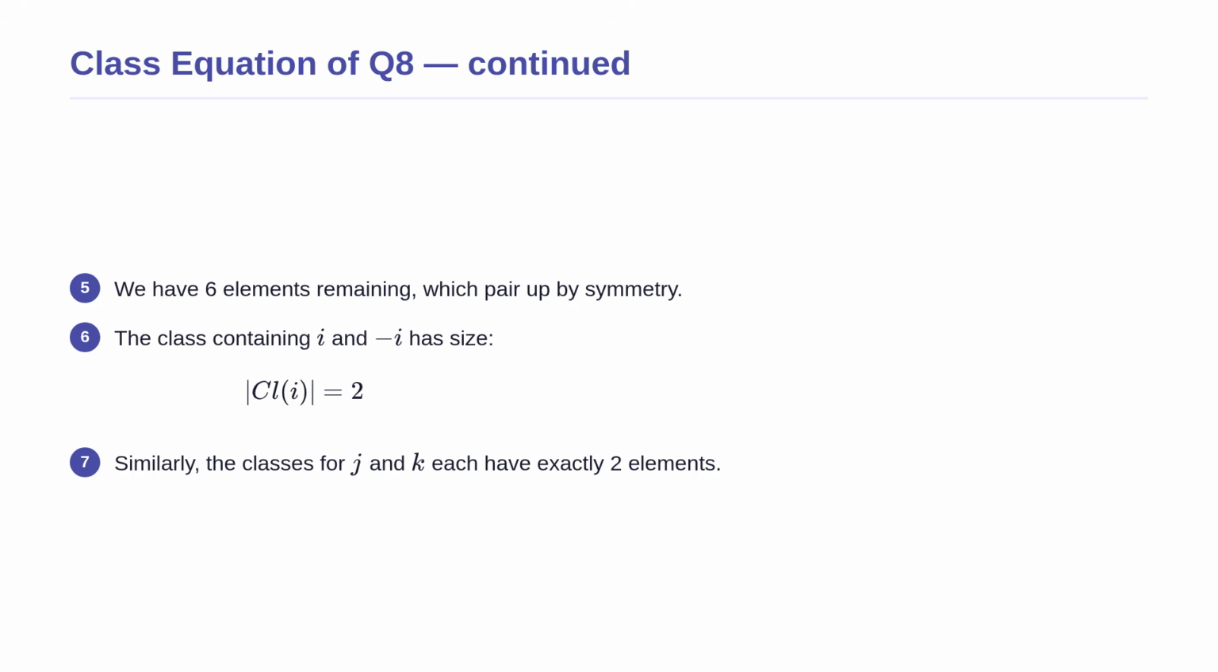By symmetry, the class for j and minus j and the class for k and minus k also contain exactly 2 elements each. We now have 3 separate groups, each containing a pair. This sets us up perfectly for the final calculation.